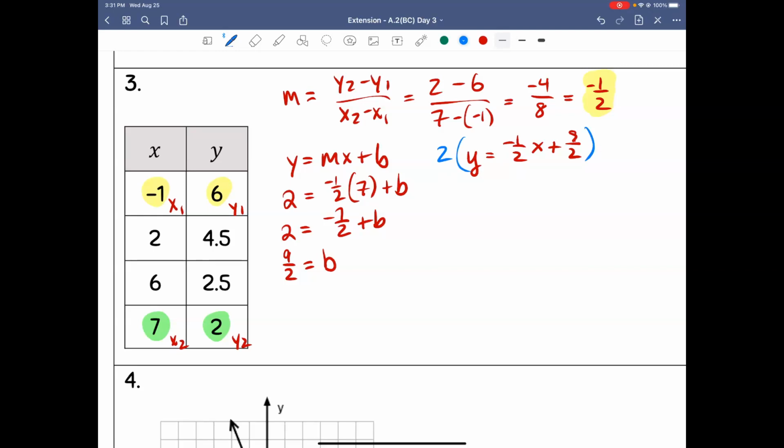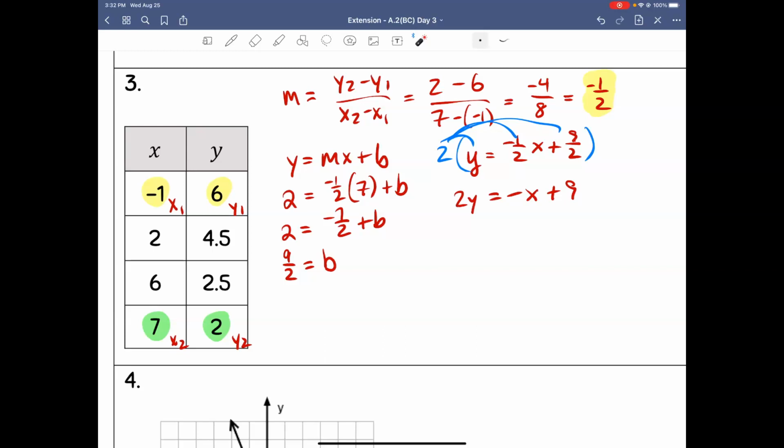can eliminate those denominators. The 2 will get distributed to everything in this equation, and so 2 times y will be 2y. 2 times -1/2 x is going to give me -1x, or just -x. And then finally, 2 times 9/2, either using your calculator or using your mental math skills to calculate that, you should get +9.